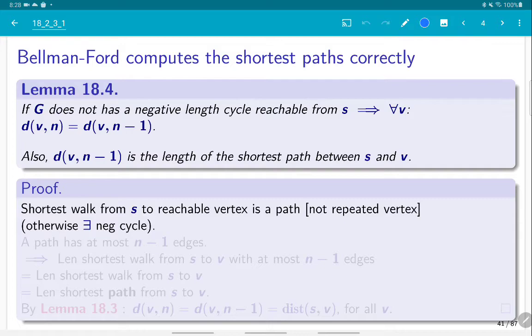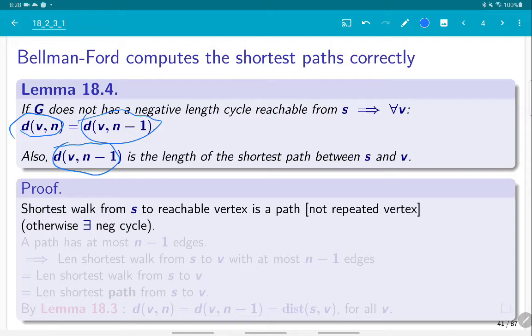The more interesting claim is the following. The claim is that the distances stabilize. What do I mean by that? d_v^n is equal to d_v^(n-1) for all the vertices, assuming there is no negative cycle in the graph. And as such, in particular, since it stabilizes, d_v^(n-1) is in fact the length of the shortest path between s and v in the graph.